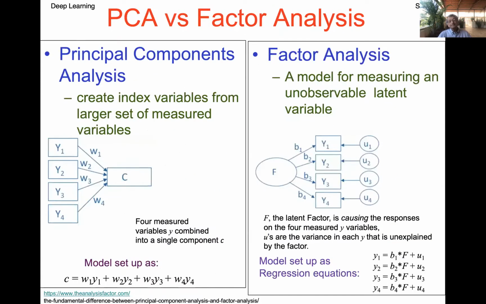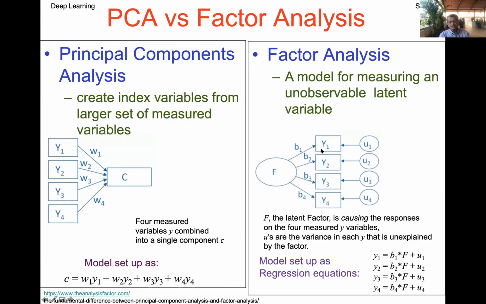This is an interesting diagram which shows PCA on the left side and factor analysis on the right side, side by side. On the left side, we have observed variables y1 through y4, and these variables are multiplied by w1 through w4 to give a single value c. So we can say that these 4 measured variables are combined into a single component c. So the model is set up as c equals w1 y1 plus w2 y2 plus w3 y3 plus w4 y4.